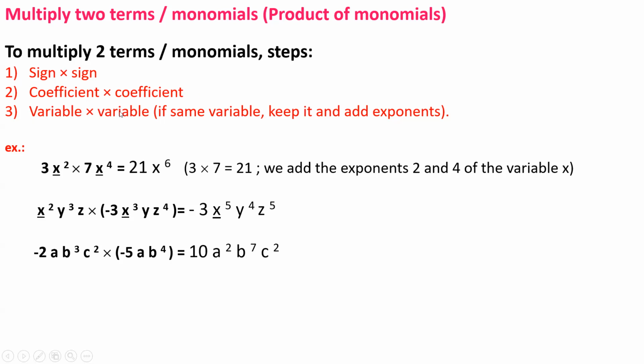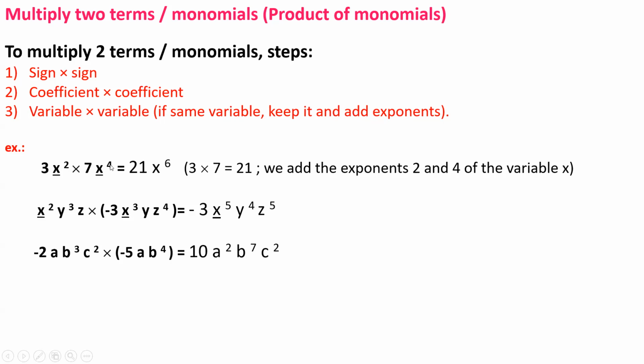Now we multiply the variable with the variable. If I have different variables, for example, in the first I have x and in the second I have y, I say x times y is xy, since I cannot multiply two different variables, I keep them as they are. If the variable is the same, for example, in the first I have x squared and in the second I have x cubed, the variable is x in both. So I keep the variable as it is and I add the exponents. So I say 2 plus 3, so my exponent is 5. Now I will give you examples.